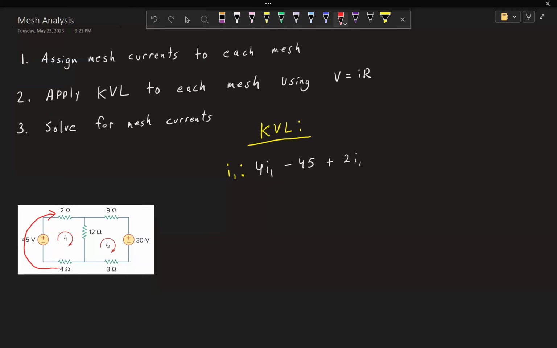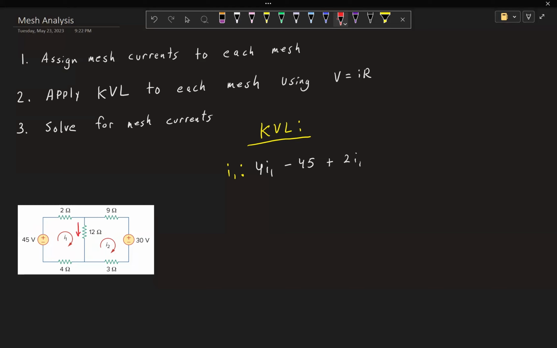And then we get to this 12 ohm resistor. Now, the thing we have to think about is this I1 right here and this I2 both pass through this 12 ohm resistor. So we have to account for both of those. So the way you deal with that is whichever mesh you're doing, like right now, we're doing the I1.